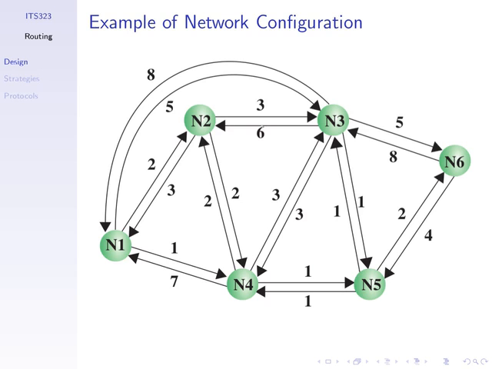We have neighbour nodes. Neighbour nodes are the nodes which we have a direct connection to. Node 1 has 3 neighbours. Node 1's neighbours are N2, N4 and N3. It has a direct connection to each of those 3 nodes.